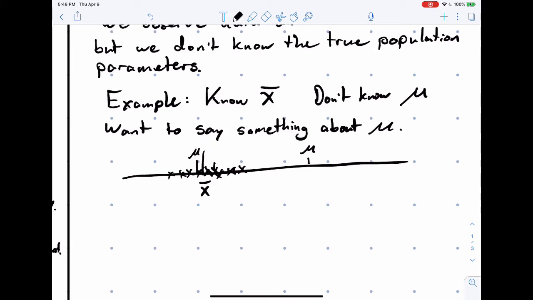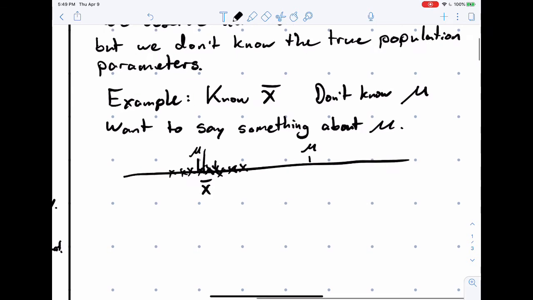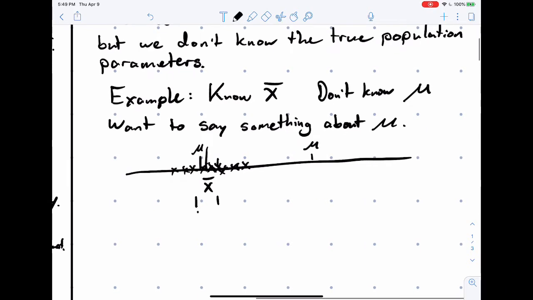So we want to identify a region on the line where mu is likely to be. So we would like to say that mu is likely inside here, this particular region that's close to X bar. So that's the idea of a confidence interval. We want to say where the true population mean probably is, and we do a confidence interval for the mean.